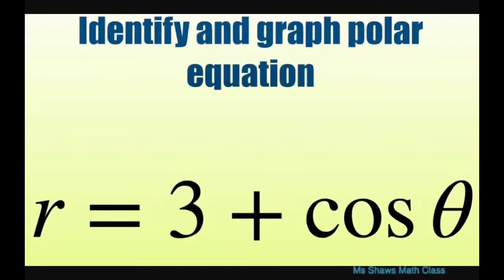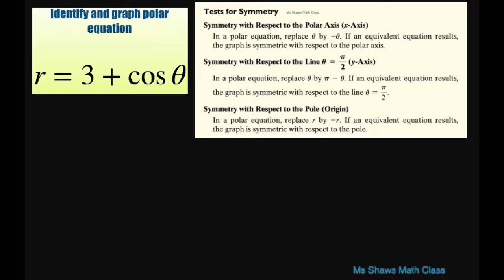One, we're going to identify and graph the polar equation r equals 3 plus cosine of theta. Now this is going to be a Limacon without an inner loop. I will show you the form for that in a few moments. Right now let's test for symmetry to help us graph this.